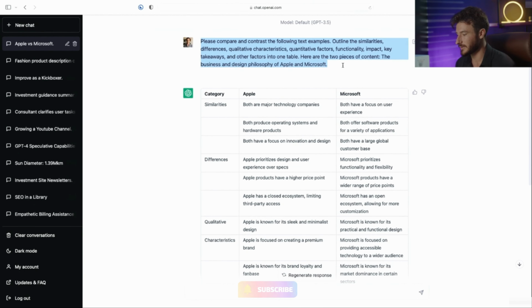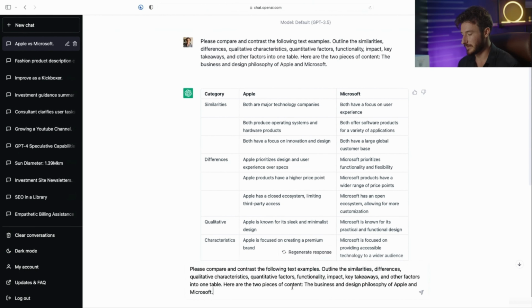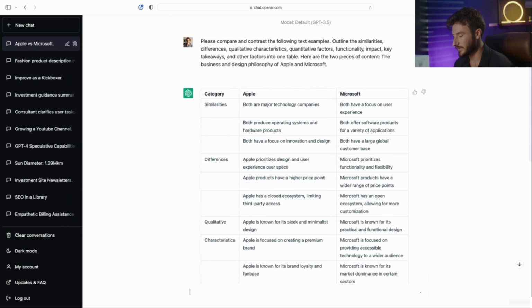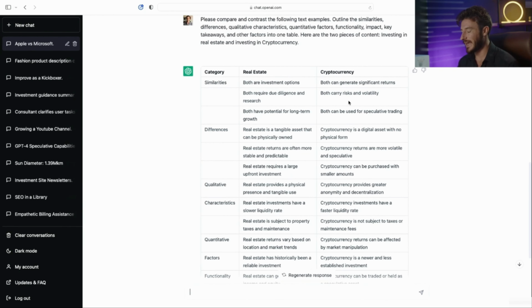Let's now do our second example. So we want to learn more about the similarities and differences of investing in real estate versus cryptocurrency. Perfect. So we have our key differences and similarities outlined in this table format.